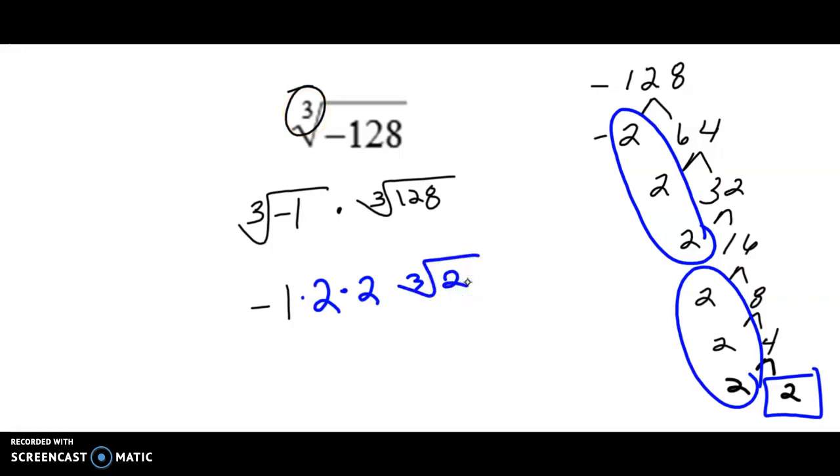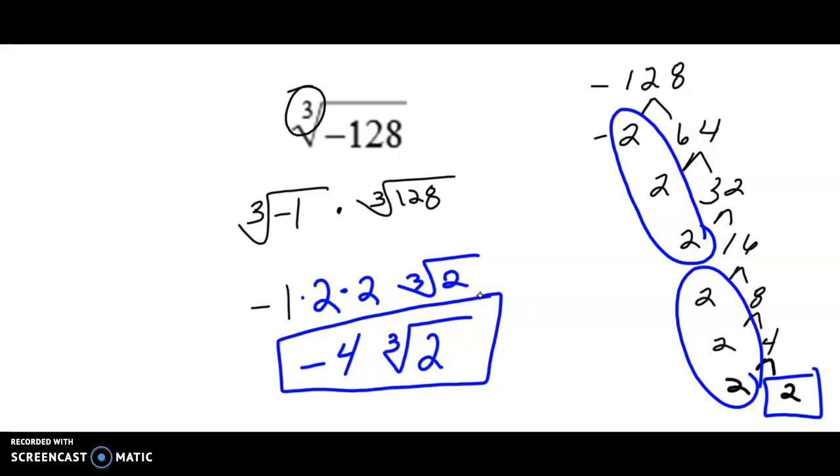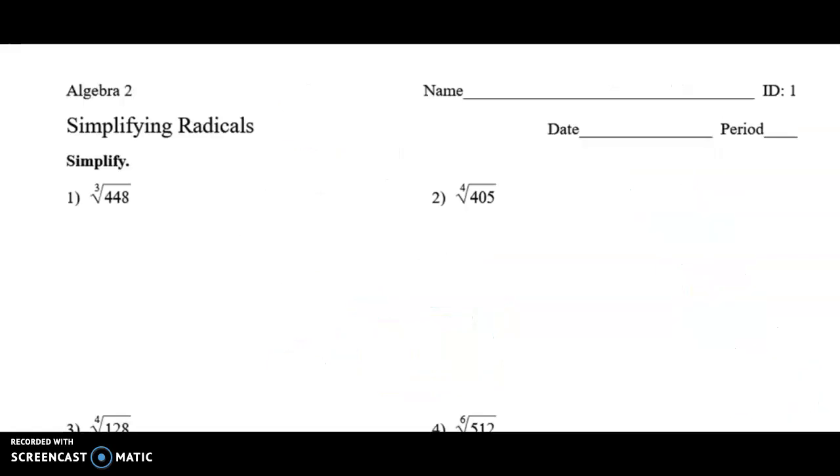of 2. Okay, so you don't necessarily have to bring the negative over here when you're doing your factor tree if you understand that when you take an odd root of a negative number, then your final answer is just going to be negative. Okay, so negative 1 times 2 times 2, this is negative 4, and then cube root of 2. Okay, so a negative underneath an odd index, that can be done.